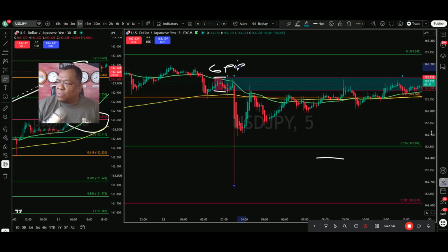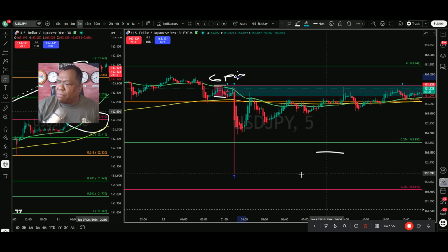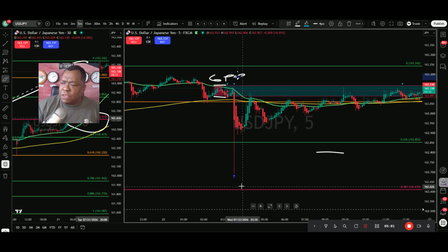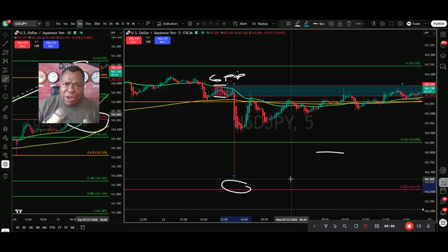I went ahead and put my take profit just a little bit above the 38. Typically, the 38% retracement is the area where people will take profit, the 38.